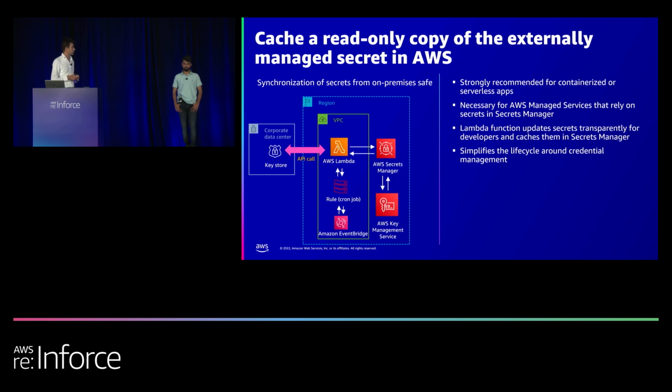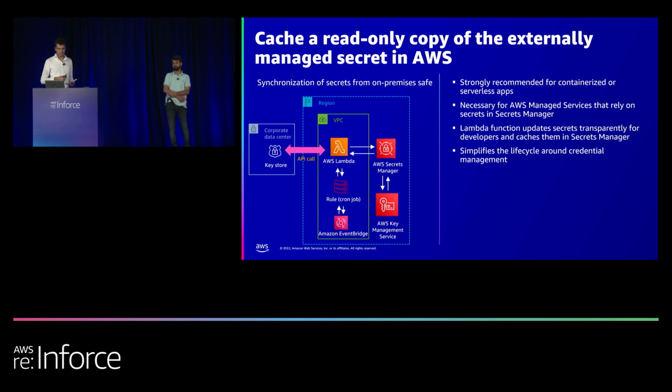This brings us to our last approach, which illustrates what we would like to see and what is more commonly done in customer scenarios. This is where we actually have synchronization of secrets from on-premise. So effectively, you're caching a read-only copy of externally managed secrets. Basically, you get the best of both worlds.